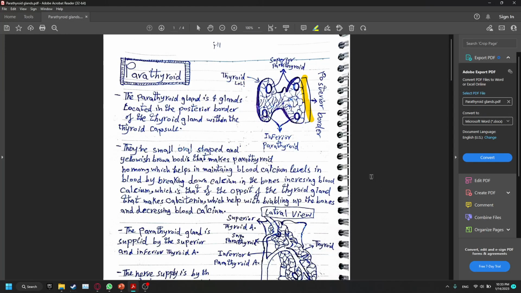Assalamu alaikum, this is Muhammad Mahir, and today we're going to talk about the parathyroid gland. So, what is the parathyroid gland?